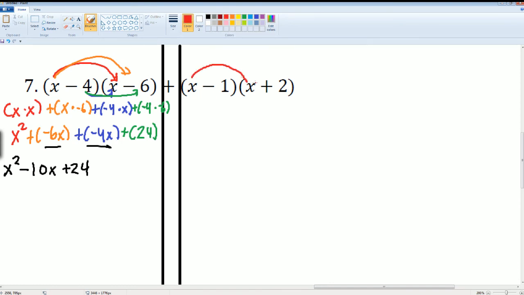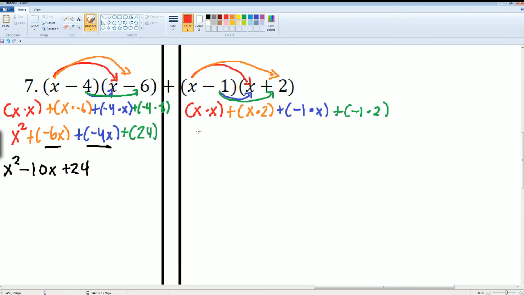X times x. So you have your x times your x. That's your first. Then your outer is x times 2. Your inner, negative 1 times x. So negative 1 times x. Then you have your last, negative 1 times 2, I'm sorry, negative 1 times 2.